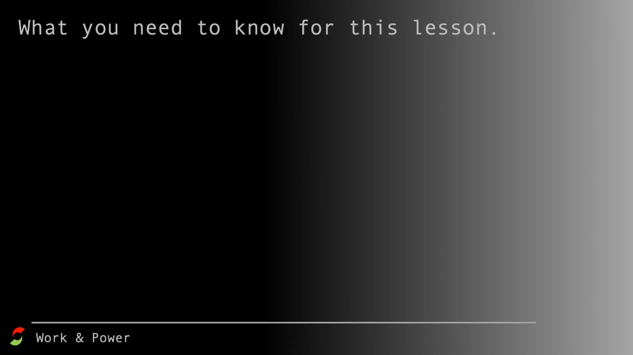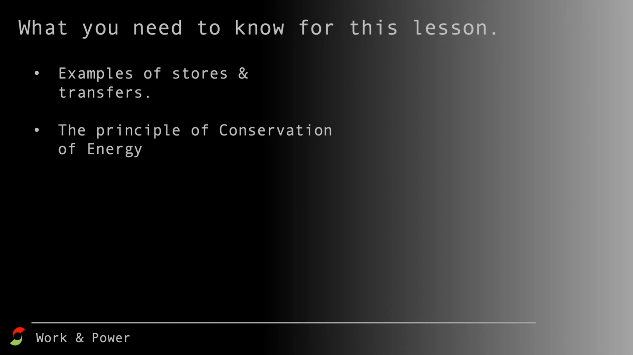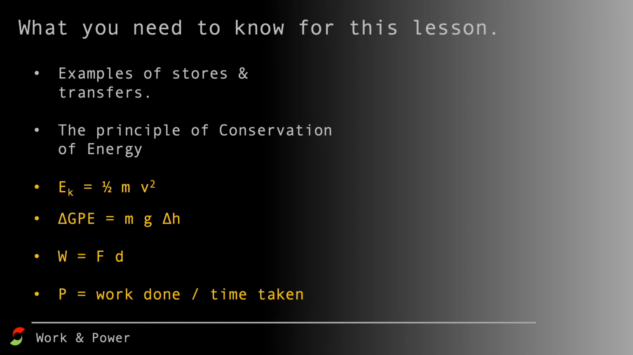So what is it that you're going to need to know for this lesson? Well, you're going to need to know about examples of stores and transfers, principle of conservation of energy, and because most of it is going to be based on three different types of calculations and examples, you need to know a few equations. So kinetic energy, gravitational potential energy, work done, and also power.